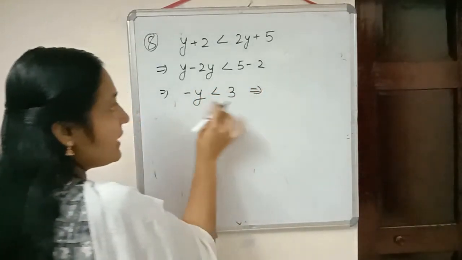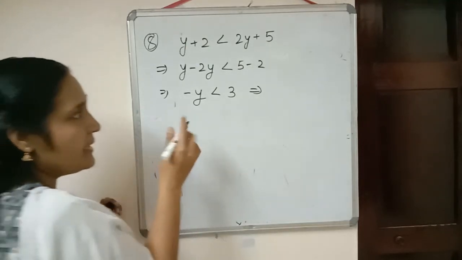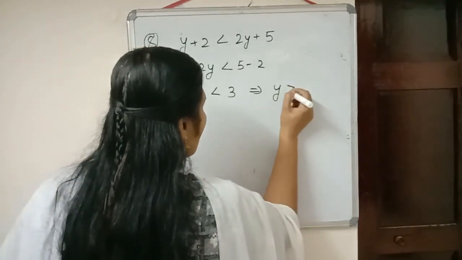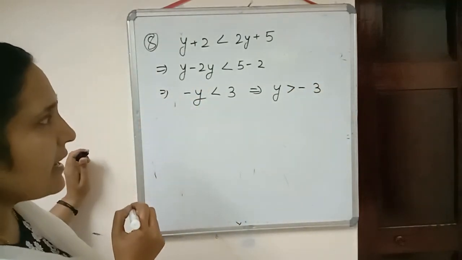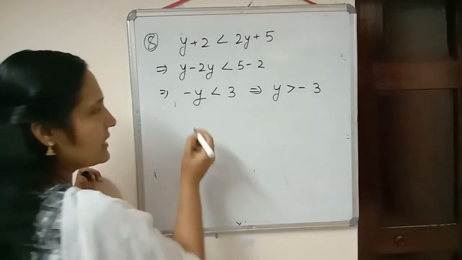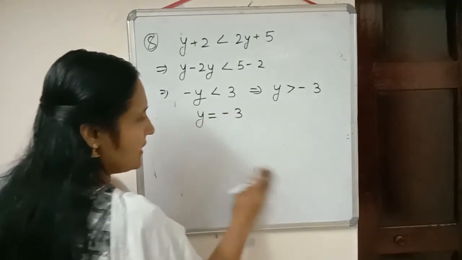And if we multiply it by a negative sign, we know the sign of the inequality will be changed. So we will get y greater than minus 3. Y greater than minus 3. So first we can convert that to equality. So we will get y is equal to minus 3.